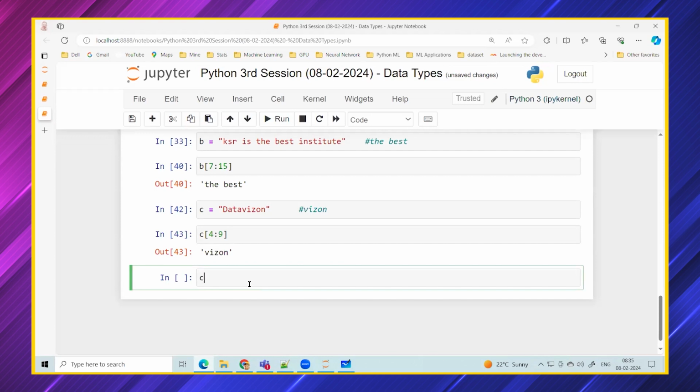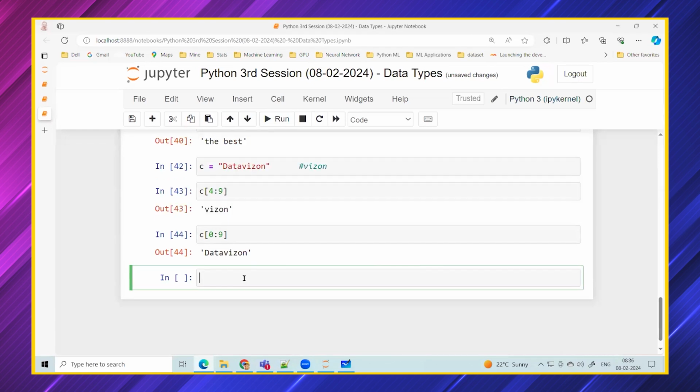I'll give 4 colon 9. So I'm getting everything right. Let's say I want to start and end, that means I'll give the 0th position: 0, 1, 2, 3, 4, 5, 6, 7, 8. So 8 means I have to give 9. So I'm getting the complete word, data vision.